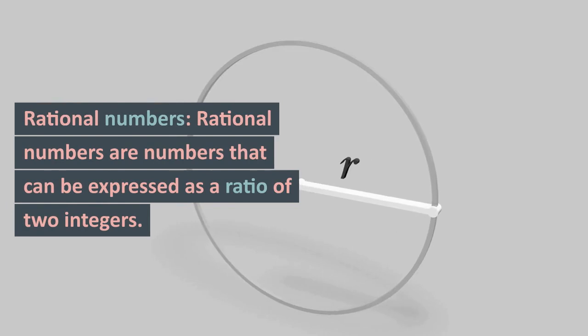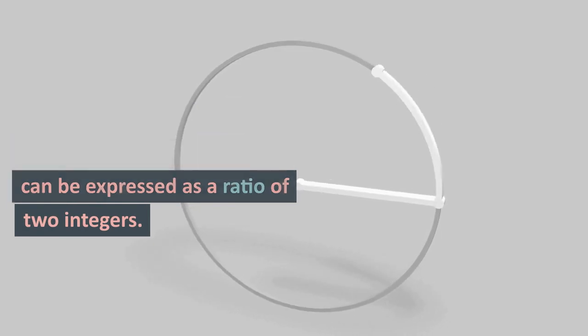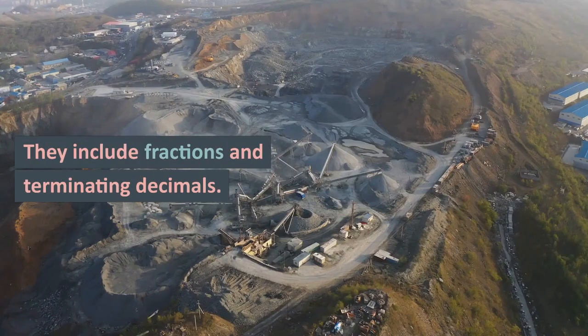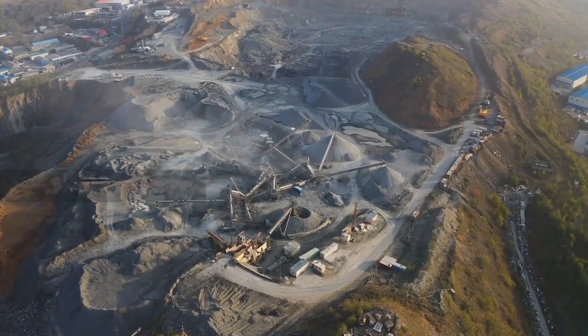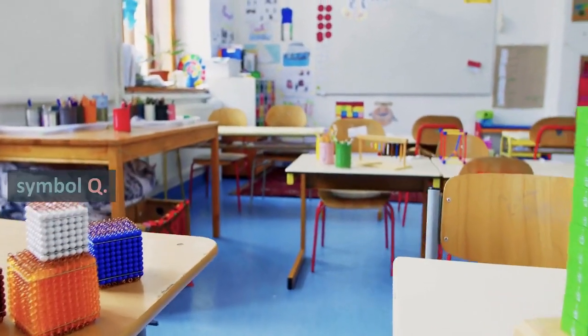Rational numbers. Rational numbers are numbers that can be expressed as a ratio of two integers. They include fractions and terminating decimals. They are represented by the symbol Q.